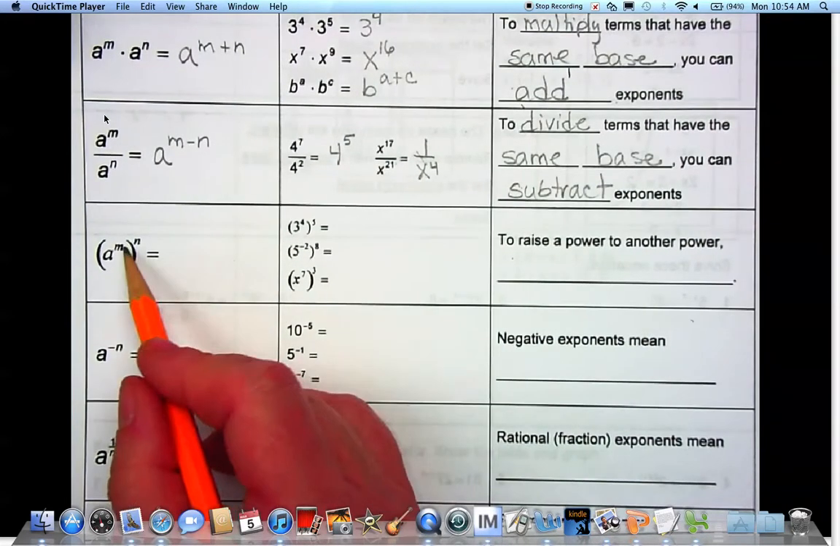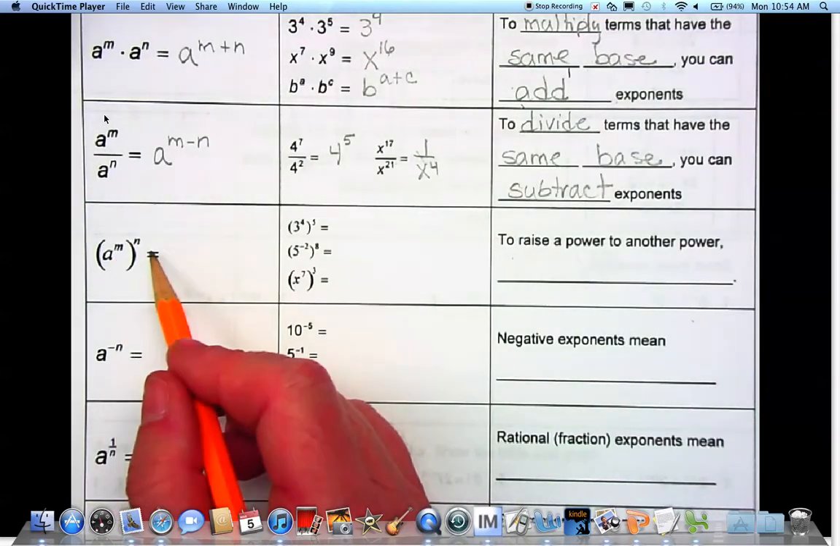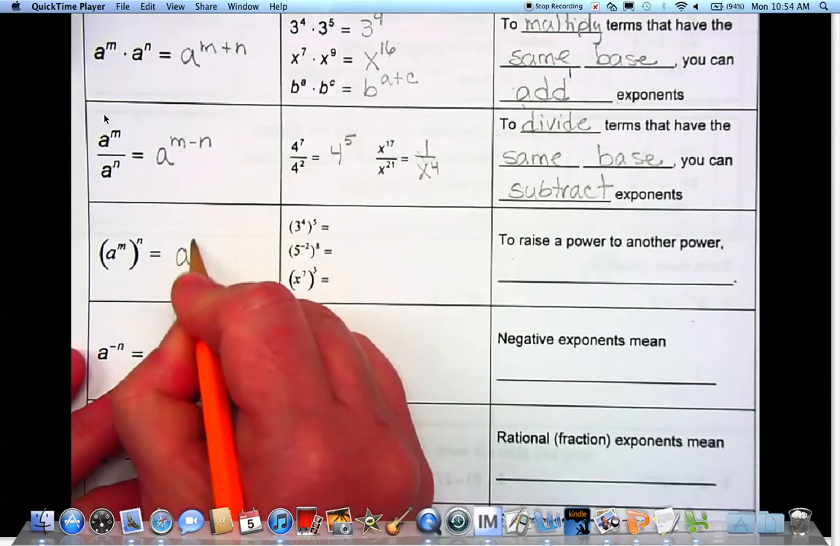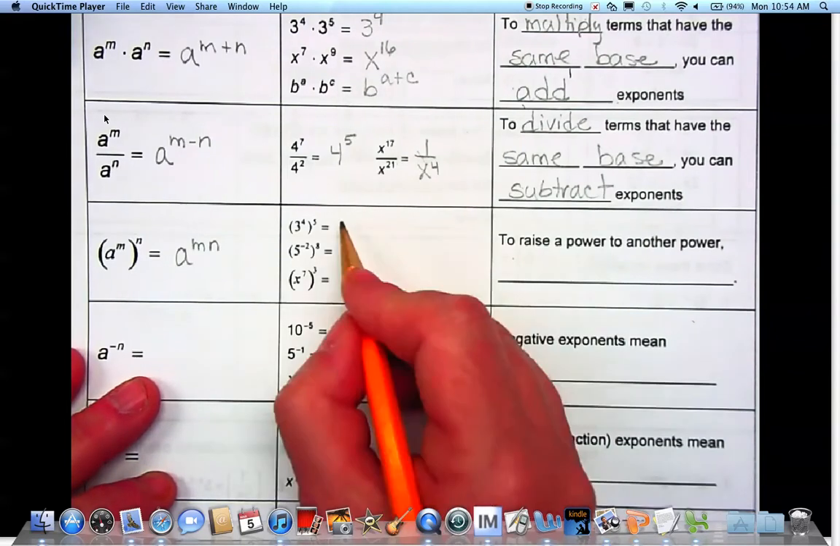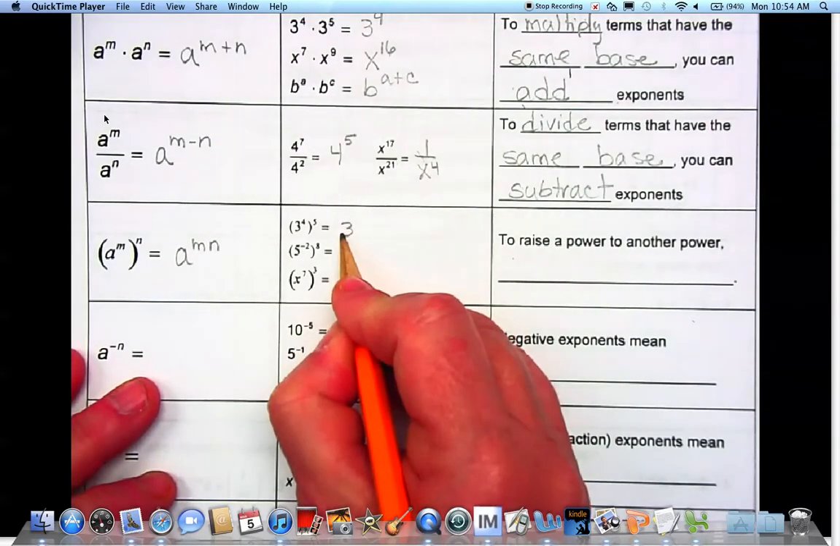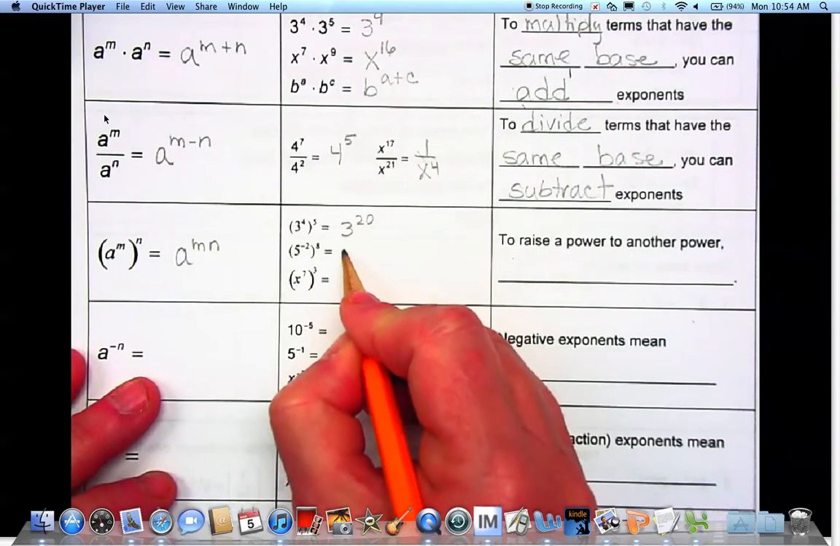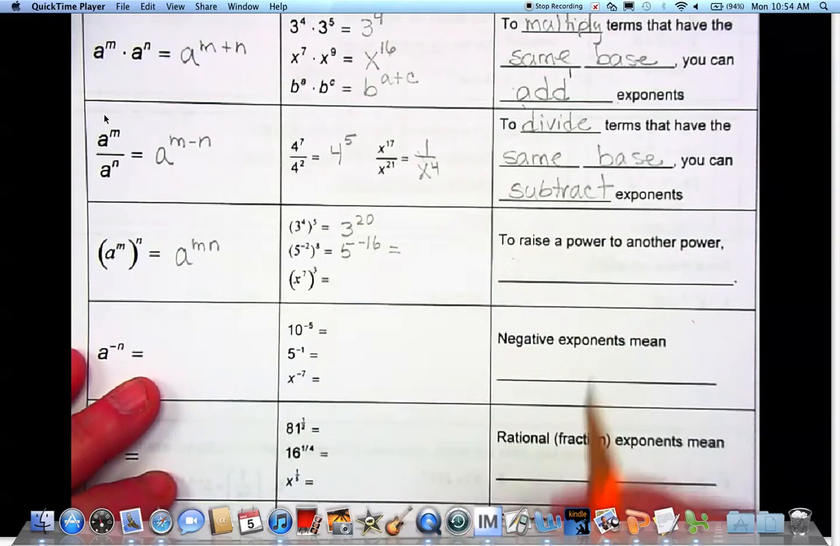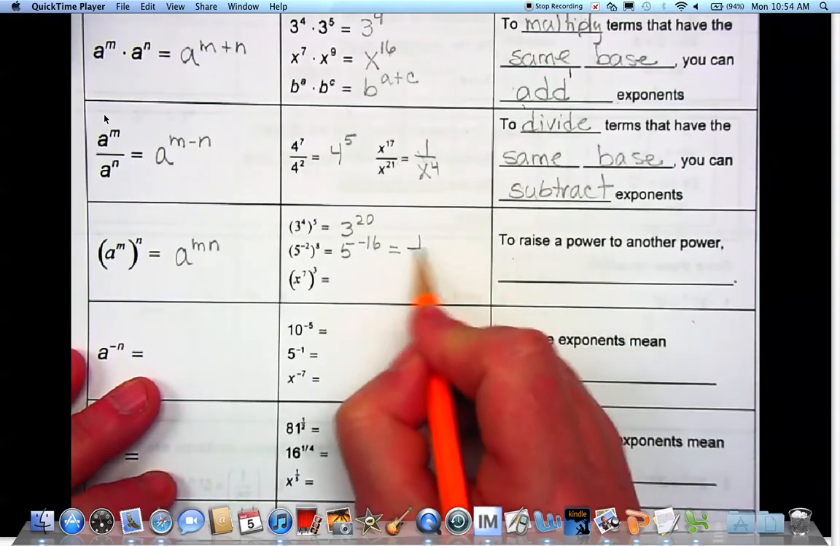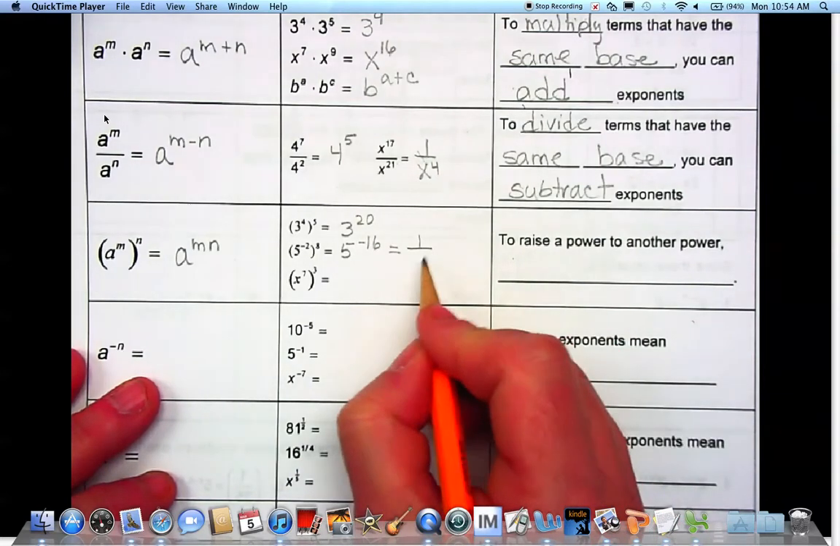Okay, a to the m to the n, that's like a power to a power. A to the mn. Good. We'd multiply them. We need a to the mn. So this one would be 5 to the negative 6, but you have to put it over 1, so 1 over 5 to the 6. Good.